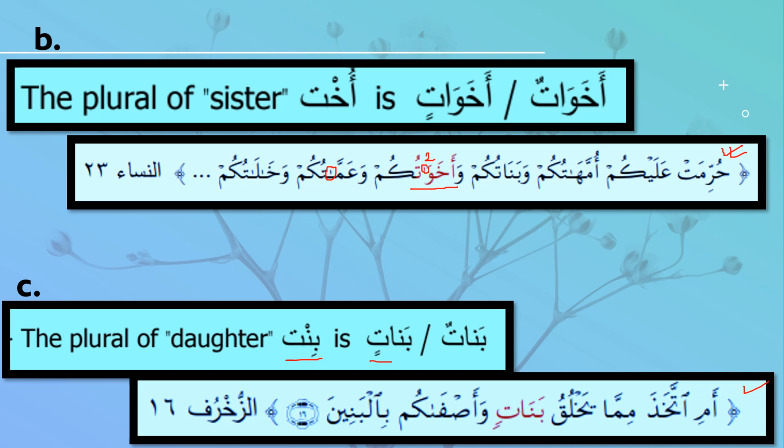Wa asfakum bil banin. Asfa comes from the word Mustafa, istafa. So the verb is istafa, to choose, and Mustafa, the one who is chosen, and asfakum means and He chose you with the sons. Banin is the plural of ibn.